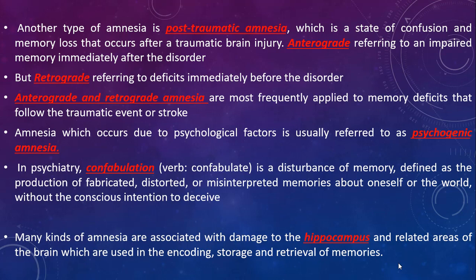Many kinds of amnesia are associated with damage to the hippocampus and related areas of the brain, which are used in the encoding, storage, and retrieval of memories, which are the three stages of memory: encoding, then storage, then retrieval. Retrieval is the recall.